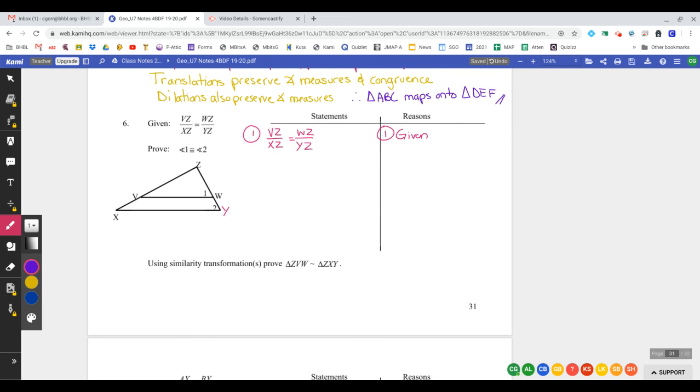We have a proportion where we have VZ over XZ equals WZ over YZ. So we know that we already have a proportion. So now we have two sides that are in proportion. But remember, if I want to use side-side-side, I need three sets of sides. So what I'm going to do next is use a combination of my sides and an angle. So I'm going to say in step 2 that angle Z is congruent to itself. So number 2 is our reflexive property.